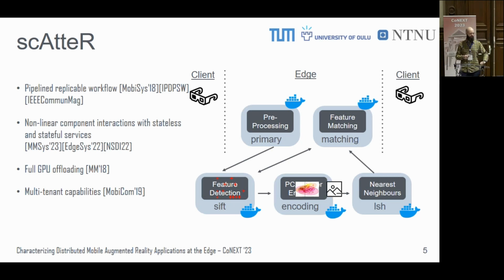The encoded data are sent to the LSH service. We perform nearest neighboring on the encoded data. And then at the end, the data from SIFT and LSH are sent to matching.